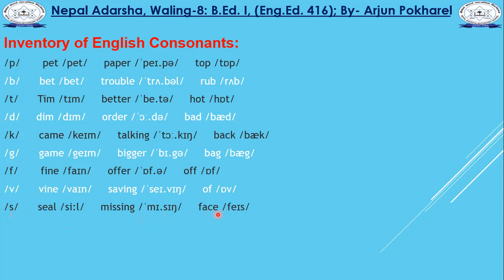Face. Now see here, S-H-E. This letter is she, but the sound is sha here. The same letter she, here in came, but the sound is ka. And the letter is she again here, but the sound is sha. In this way, we say there is no one-to-one correspondence.